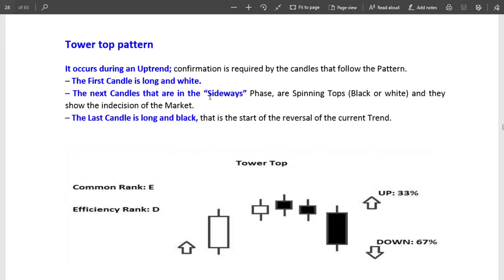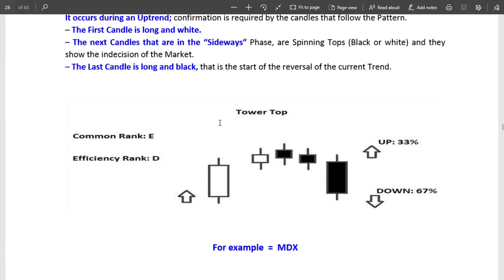Then the tower top pattern occurs during an uptrend. After this uptrend, we have 3 small candles. All of these look like spinning tops. You have a small body, then you have wicks. This shows confusion in the market. After these candles formed, another one formed higher, but instead of price going higher, another one formed below this one and closed like this. So price tends to go down.